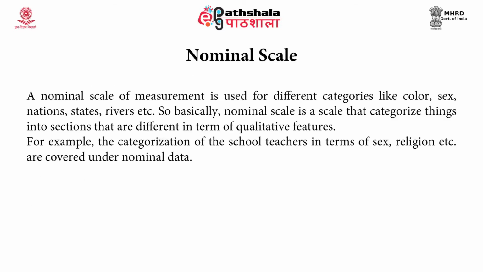First is nominal scale. A nominal scale of measurement is used for different categories like color, sex, nations, states, rivers, etc. So basically nominal scale is a scale that categorizes things into sections that are different in terms of qualitative features. For example, the categorization of school teachers in terms of sex, religion, etc. are covered under nominal data.